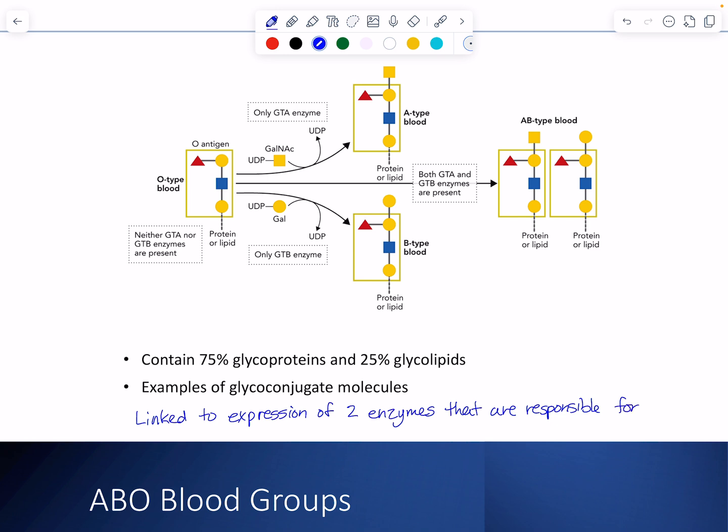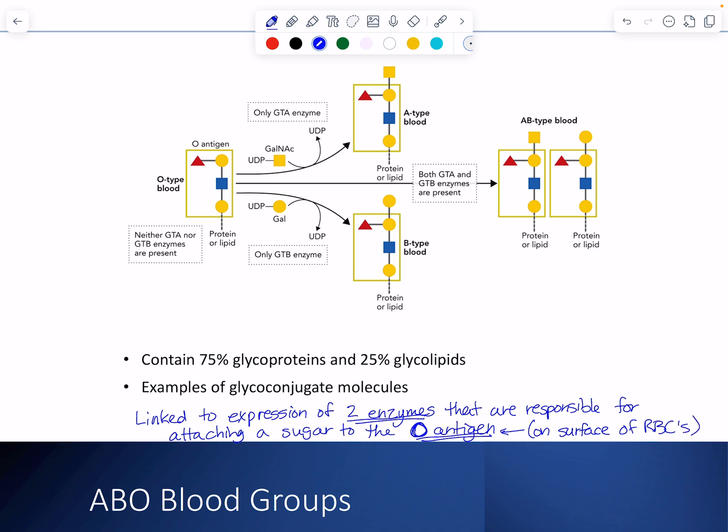for attaching a sugar to what we call the O antigen. So that's the important thing. It's that the difference is the expression in the enzymes that link the glycan to the O antigen. And the O antigen is present on the surface of red blood cells. And I'm going to use RBCs for red blood cells there.